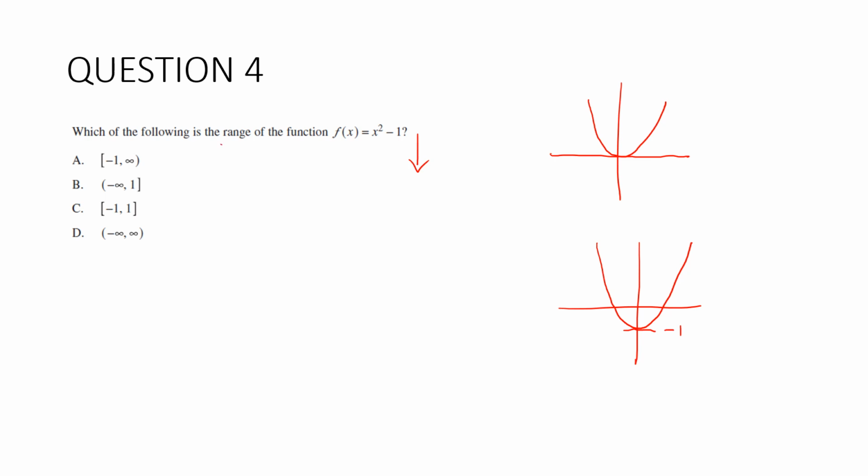We want to know the range. That is the set of y values. So we can see that this will go everywhere from negative 1 up to, but not including, infinity. So we're looking for a square bracket for negative 1 up to infinity and a round bracket for infinity. Which one is that? That is A.